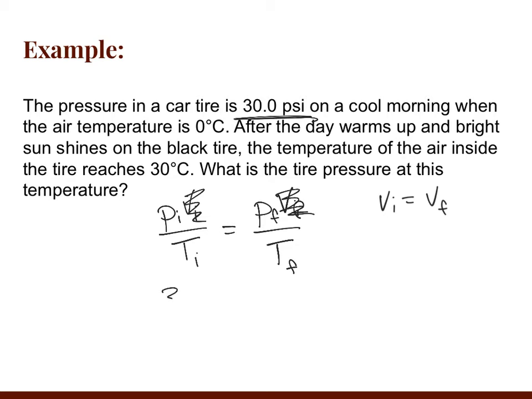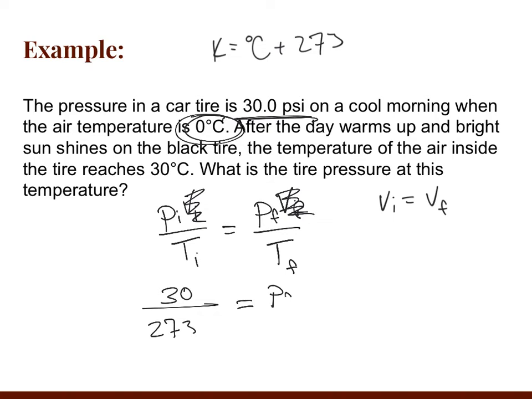So we'll say 30 psi is the initial, divided by the initial temperature, 0 degrees Celsius. We do have to change that to Kelvin. Kelvin equals degrees Celsius plus 273. So 0 plus 273 is 273. That equals pressure final, the thing we're looking for, divided by temperature final.